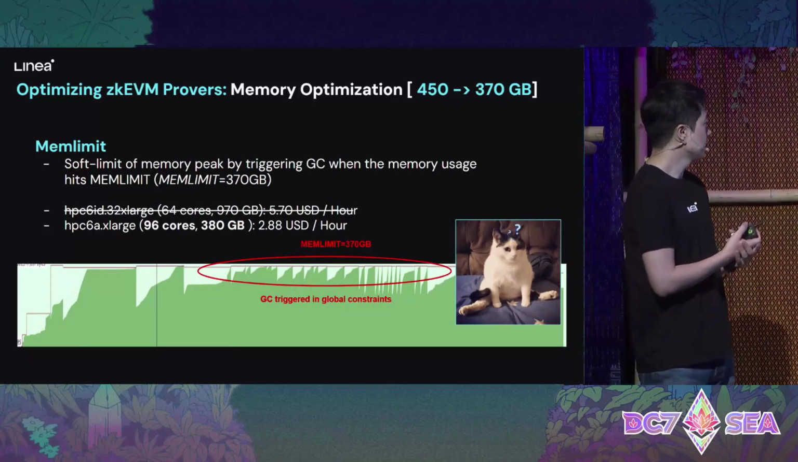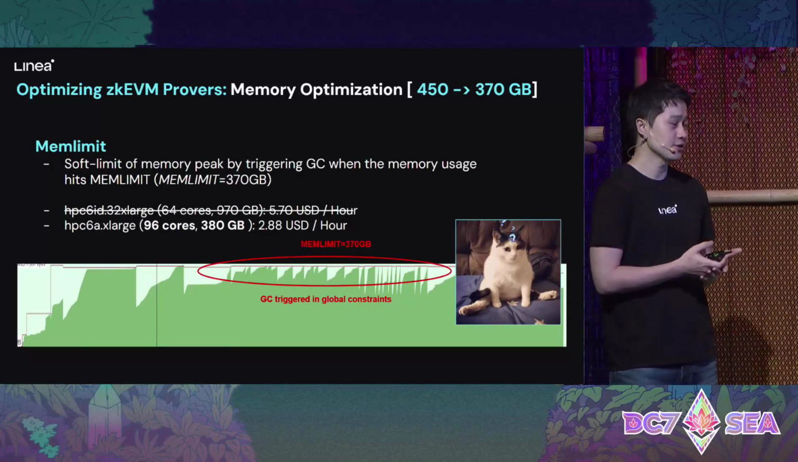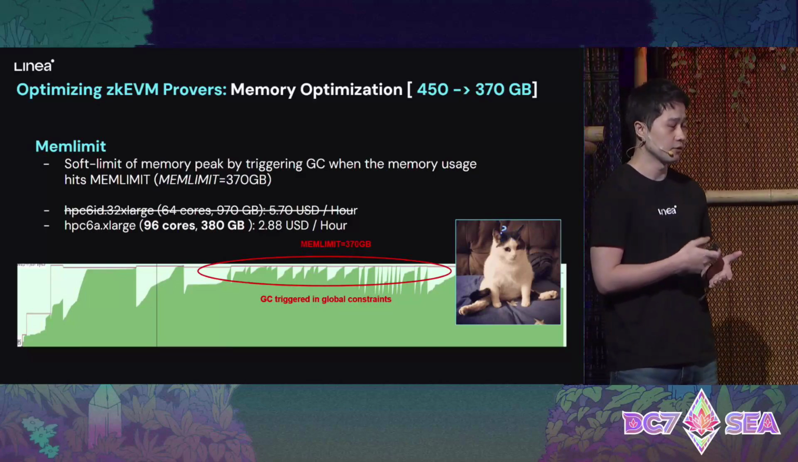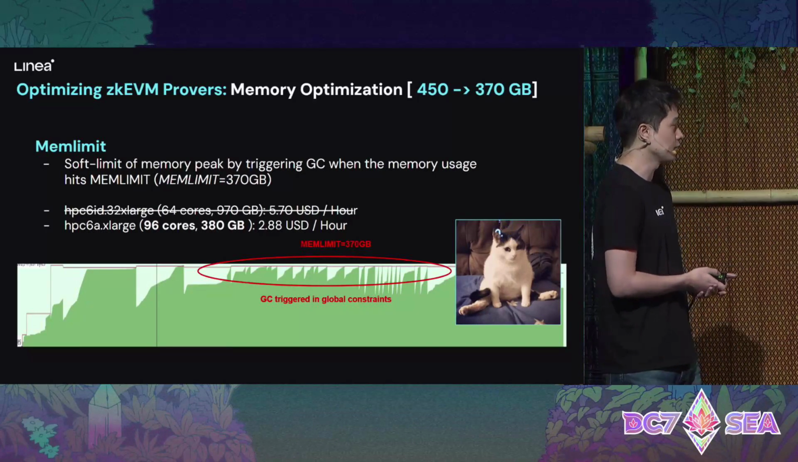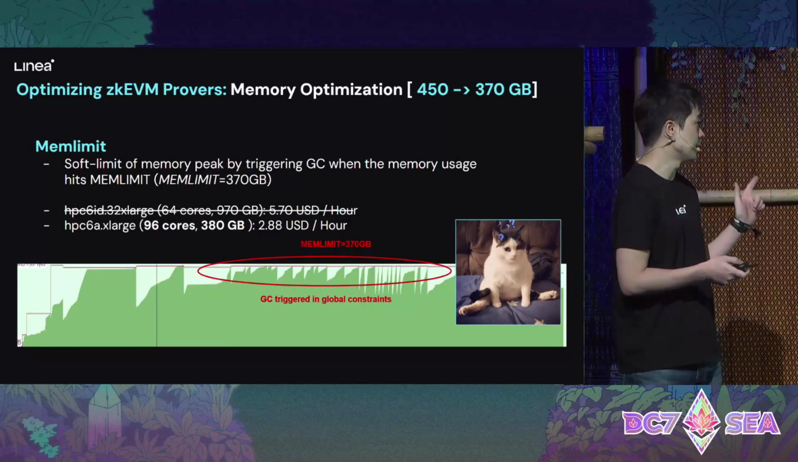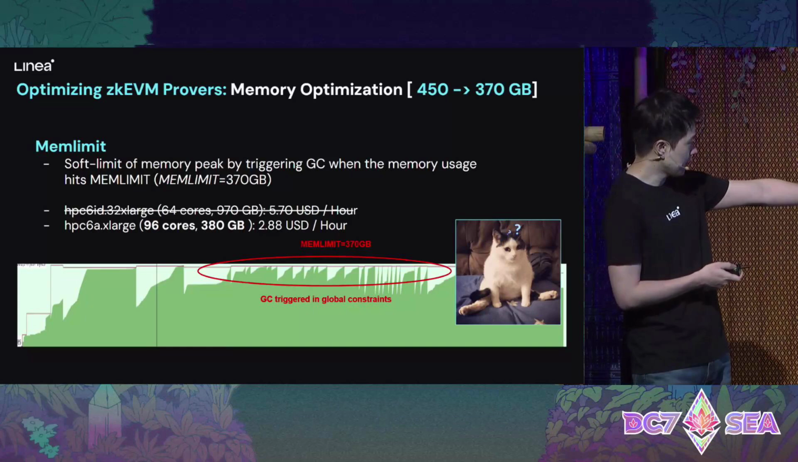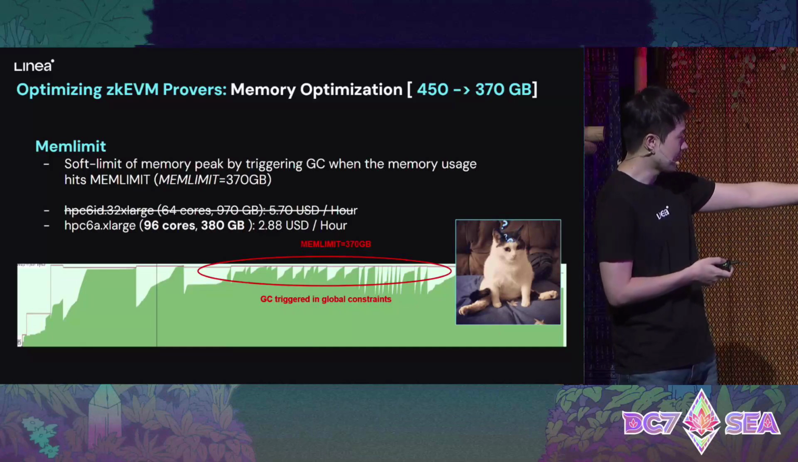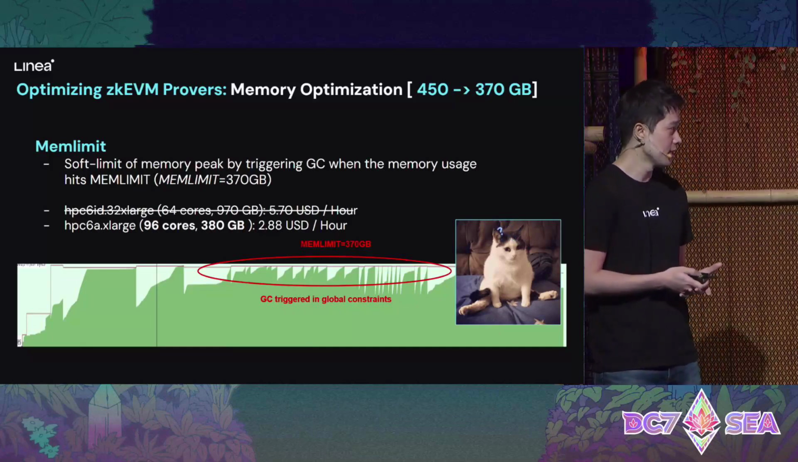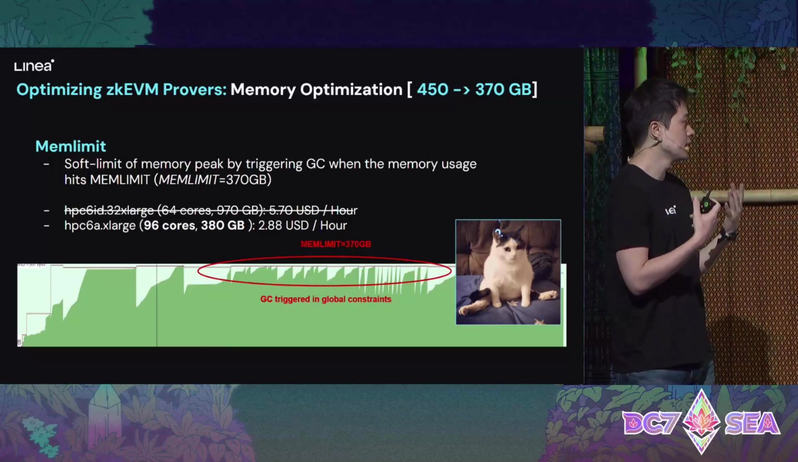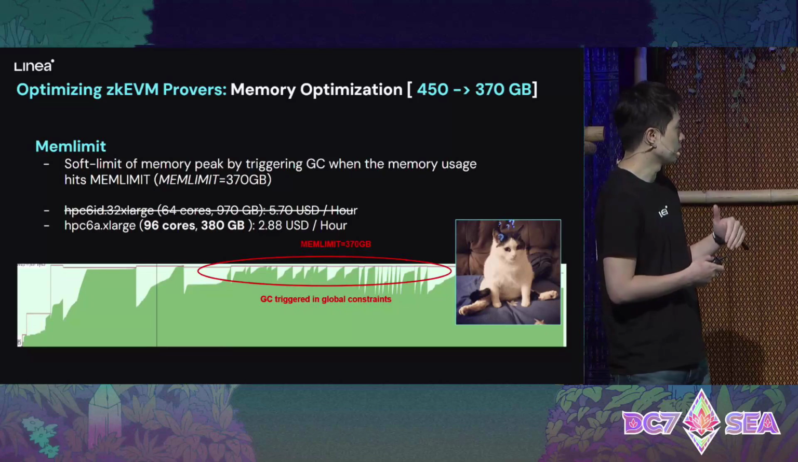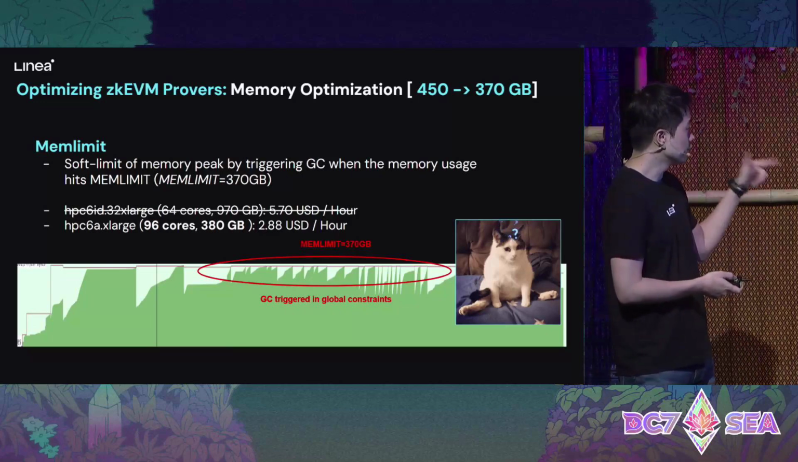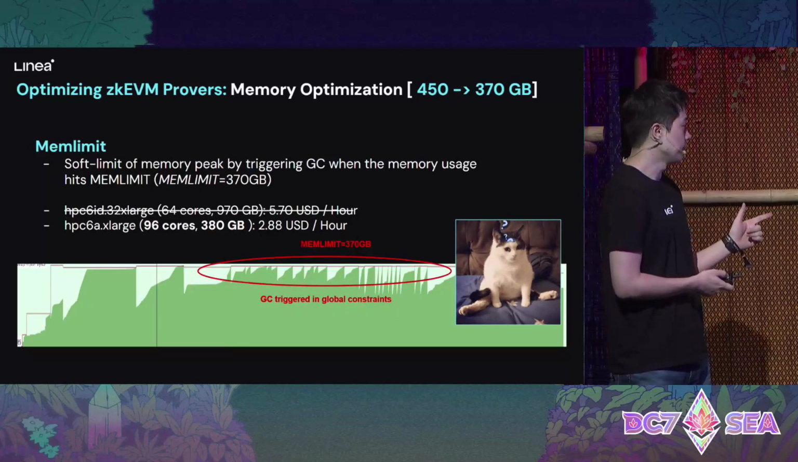But still not enough. So we use this mem limit. Most languages support this feature. It's a soft limit of memory peak. So the language triggers garbage collection when the memory usage hits this memory limit. In our case, as you see here inside the red circle, we have many memory peaks, but that's exactly around 370 gigabytes. So your language or runtime will just run garbage collection, so it will not go up above like 370 gigabytes here.